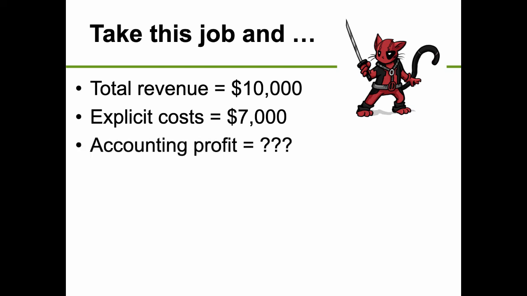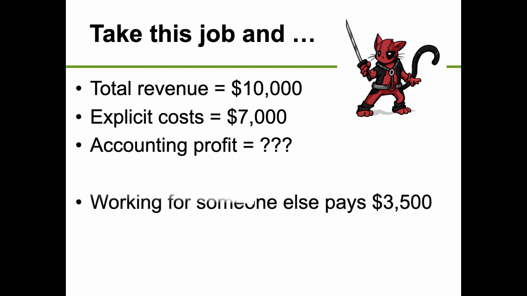So from an accounting perspective, what is your profit going to be? Go ahead and just take 5 seconds and figure this out. Hopefully you remember how to calculate accounting profit. Now, before we get the answer for accounting profit, let's think about the economic approach to this. So if you work for somebody else, you could be earning $3,500. Those are your implicit costs, the $3,500. So now, see if you can calculate your economic profit before we do the great reveal.